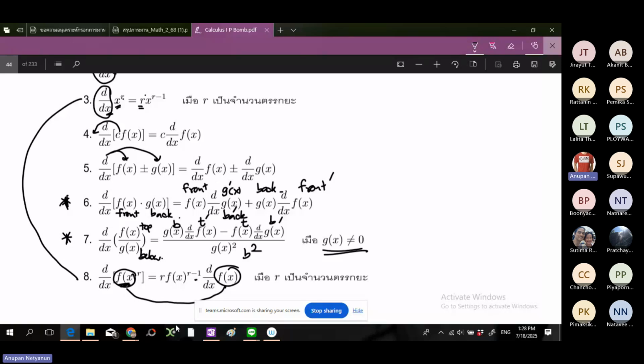So we will talk about this formula later. Okay, later. But 8 and 3 are similar.